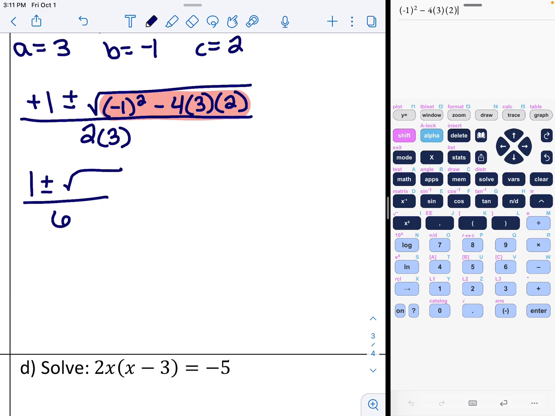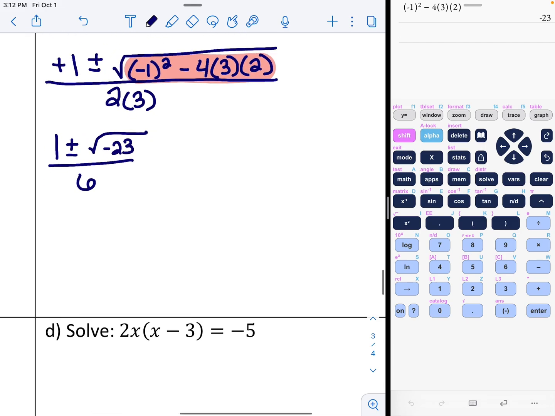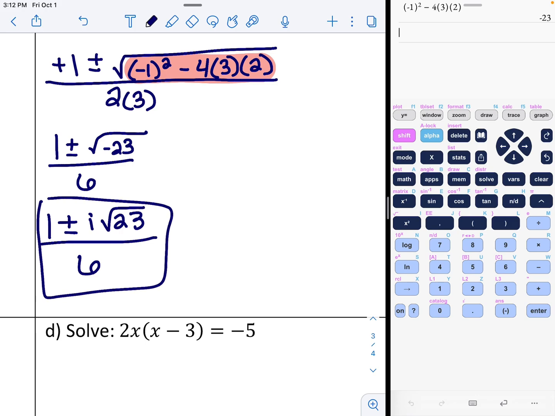I'm going to hit enter. So I have everything that was on my problem in my calculator. -23 is what I get. I'm going to go ahead and take that i out because I see it's a negative. You can put it in the front or the back. I tend to just put it in the front. That's how I leave my answers.